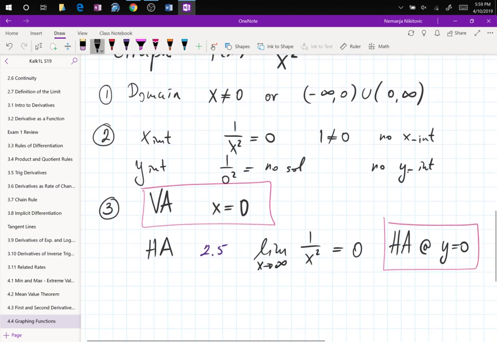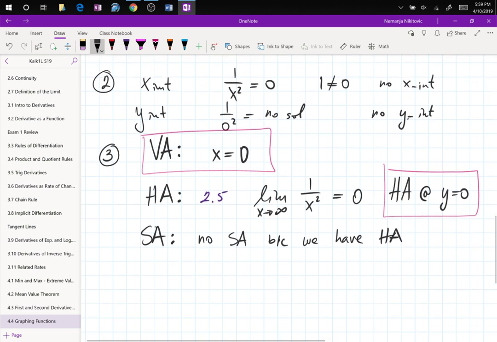Now, slant asymptote is mutually exclusive to horizontal asymptote. You can't have both, one or the other. So, no slant asymptote, because we have a horizontal asymptote. I'm serious. You can have neither. You can have one or the other, but you definitely can't have both. That's the rule. That's the deal.